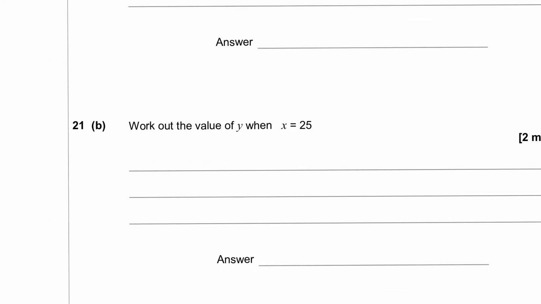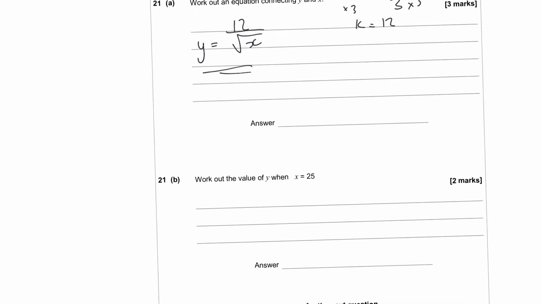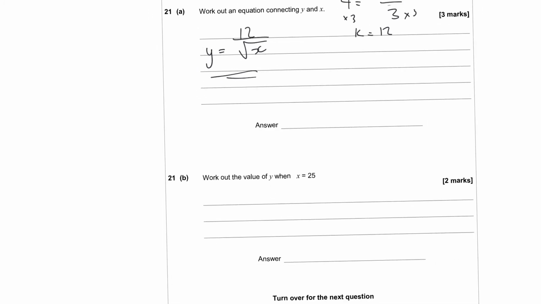Then it now says work out the value of y when x is 25. So literally we're just going to substitute x is 25 into the formula. So it will be y is equal to 12 over root 25. Root 25 is 5. So it'll be y is equal to 12 over 5. So then now working that out, you could either leave your answer as literally 12 over 5, the mark scheme allows that, or you can put that into your calculator and that would give you an answer as a decimal of 2.4. Either way is fine.